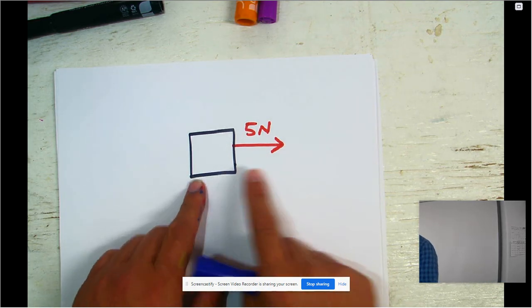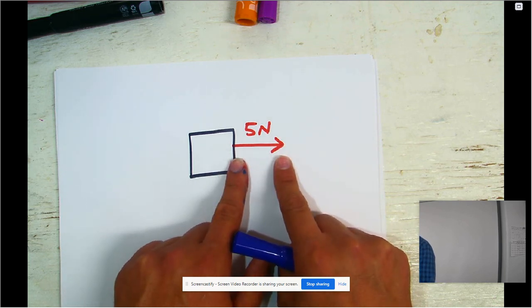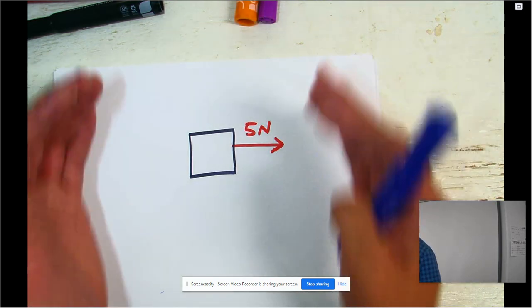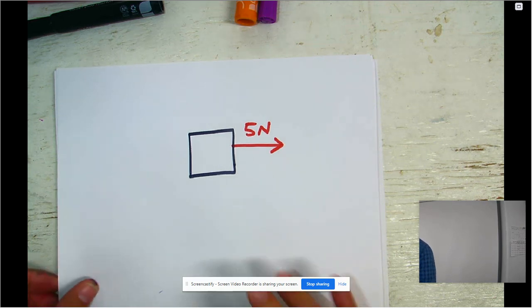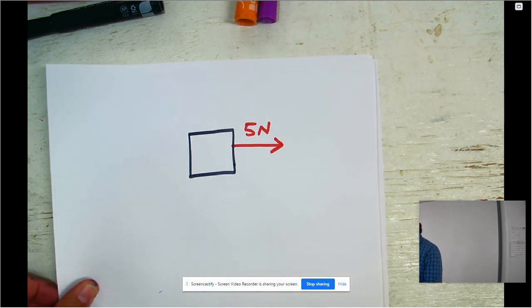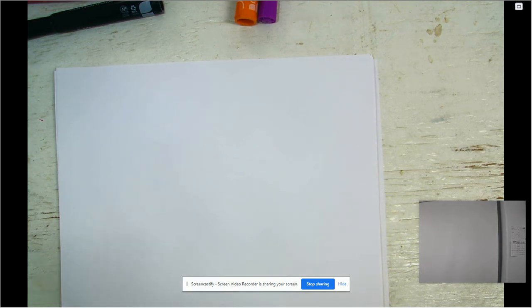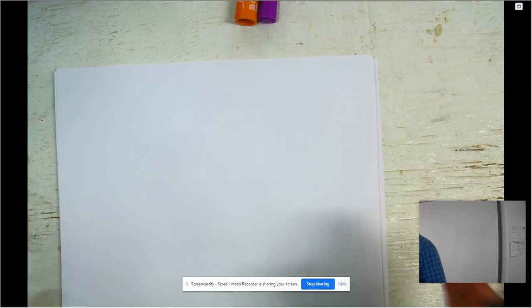So if we take an object and we have a vector, a force vector, okay, we can see it's 5 newtons to the right. This is our free body diagram. It shows all of the forces acting on that object. Okay. So, free body diagram. Now, could you have more than one force acting on an object? And the answer is yes, you can. So let's take a look at different scenarios here.